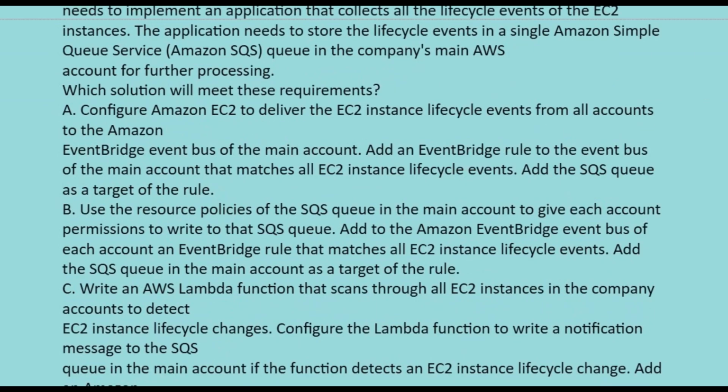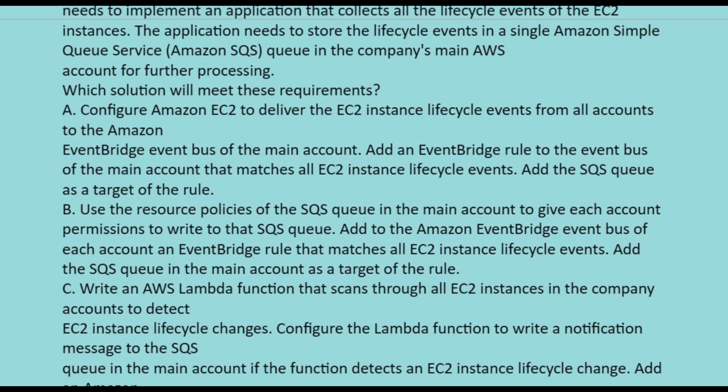Option A. Configure Amazon EC2 to deliver the EC2 instance lifecycle events from all accounts to the Amazon EventBridge event bus of the main account. Add an EventBridge rule to the event bus of the main account that matches all EC2 instance lifecycle events. Add the SQS queue as a target of the rule.